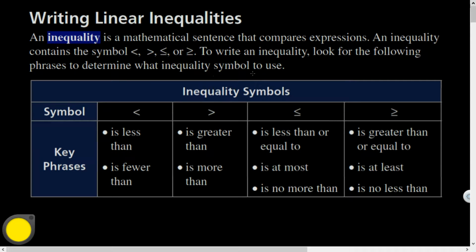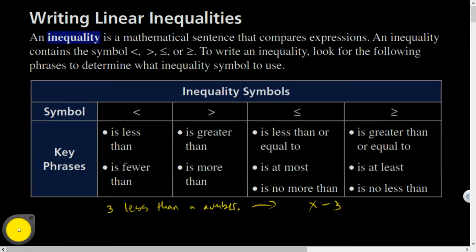Look for the following phrases to determine what symbol to use. If you hear the phrase is less than, you will use this symbol. If you hear the phrase is fewer than, you will describe it that way. Be careful. Remember, we've had this before, 3 less than a number. That translated to 3 subtracted from a number.